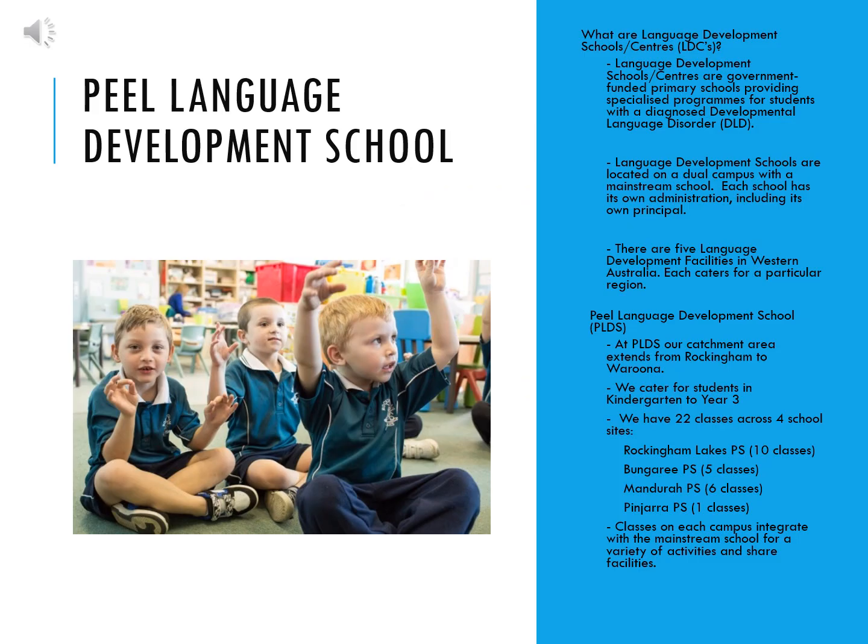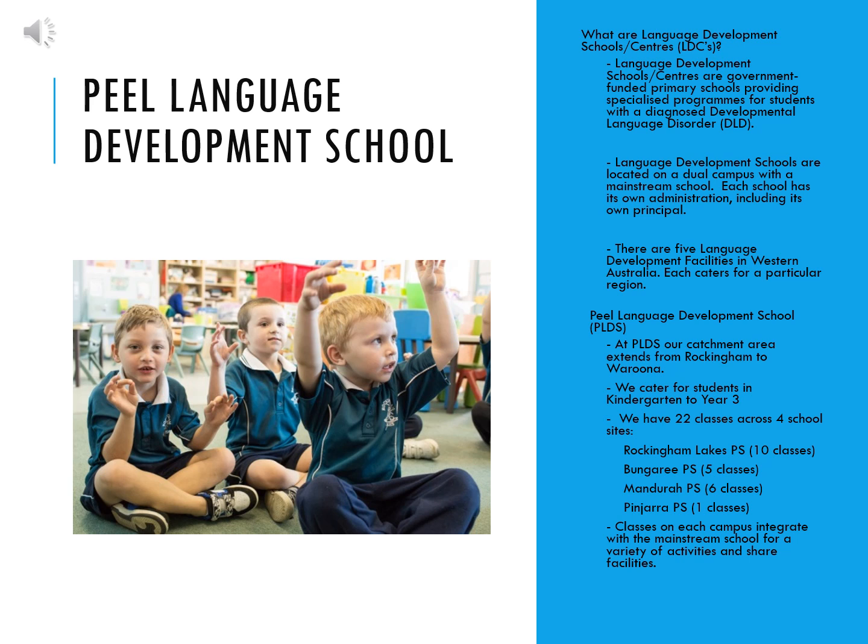Just to summarise, language development schools or centres are government-funded primary schools providing specialised programs for students with a diagnosed primary developmental language disorder, or DLD. Language development schools are located on a dual campus alongside a mainstream school. Each school has its own administration, including its own principal. There are 5 language development facilities in Western Australia. Each caters for a particular region.